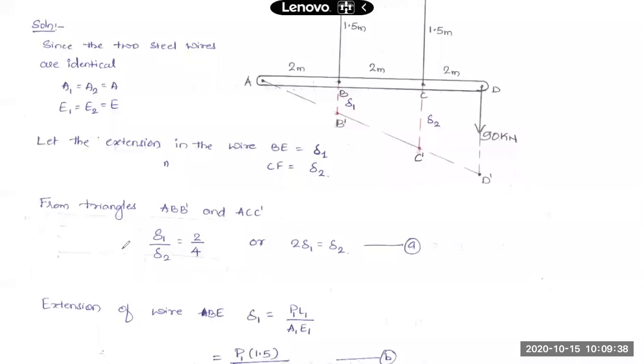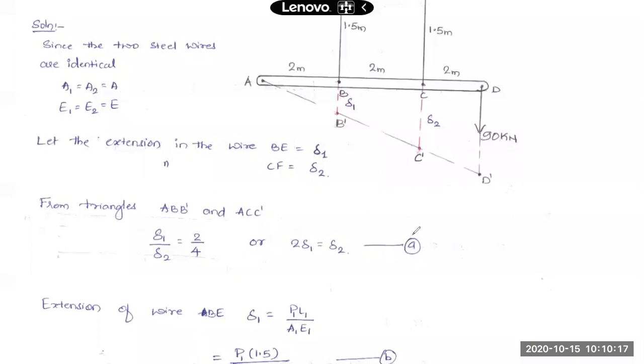So delta 1 by delta 2, the ratio of the heights of the two triangles, should be equal to the ratio of their bases. So that is 2 by 4. Delta 1 by delta 2 should be equal to 2, the base of this triangle, divided by the base of this larger triangle, 4 meters, so 2 by 4. This tells me the relation between delta 1 and delta 2. What I get here is 2 into delta 1 will be equal to delta 2, or delta 2 is twice the delta 1. This is one relation we have at this point.